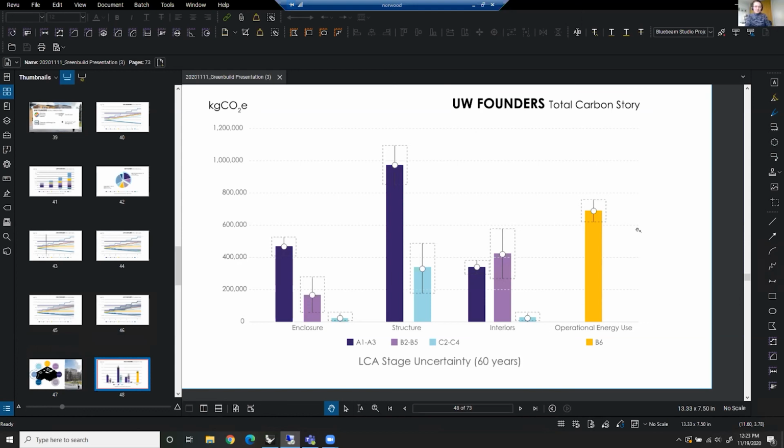Oh, that's awesome. So we have a question in the chat about biogenic carbon and how Tally incorporates that.